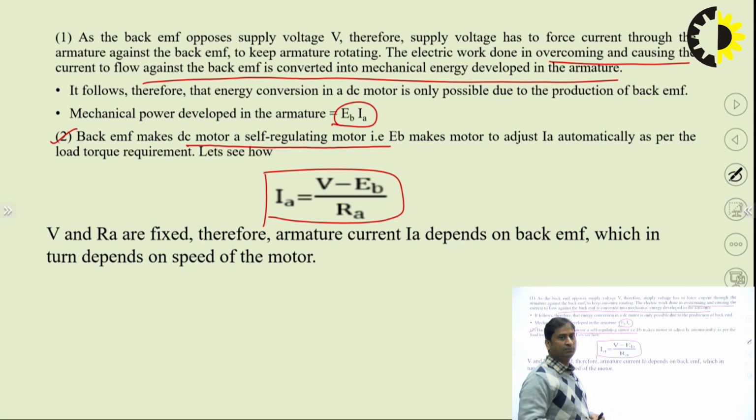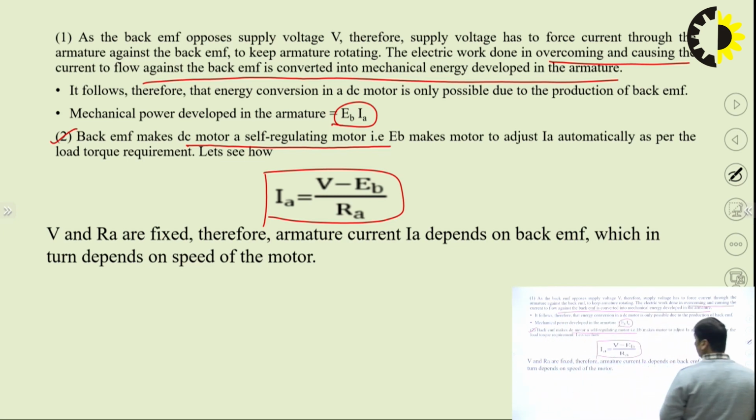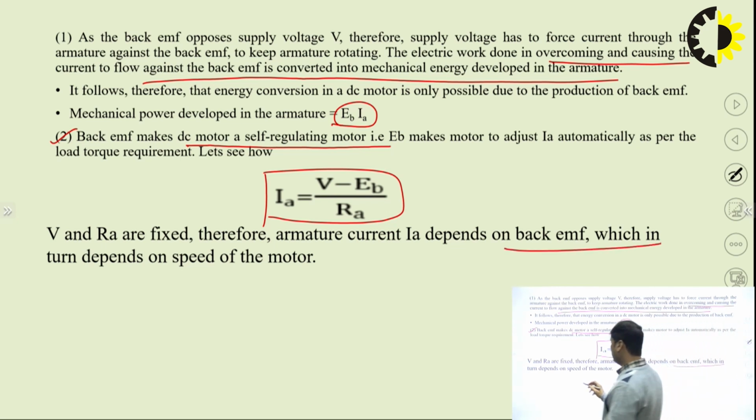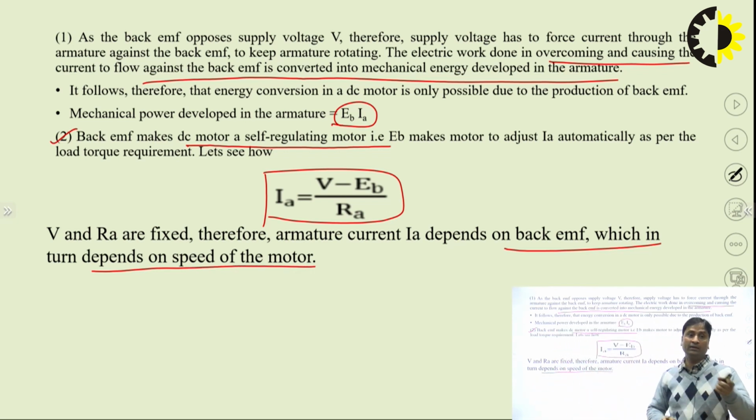We know the current expression: IA is equal to (V minus EB) divided by RA. This is the armature current, and it depends on the value of EB, the back EMF, because V and RA are almost constant. We cannot change the resistance of the winding, and the supply voltage is also constant. So IA depends upon the back EMF, and the back EMF is proportional to the speed of the motor.